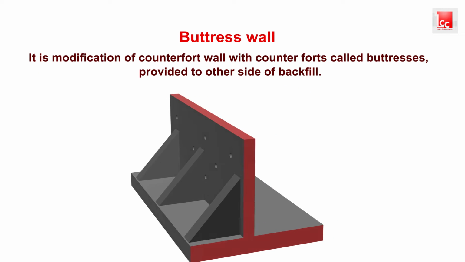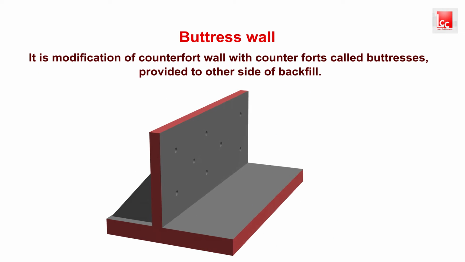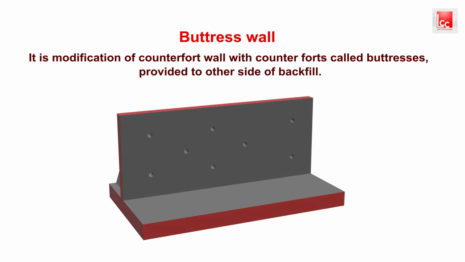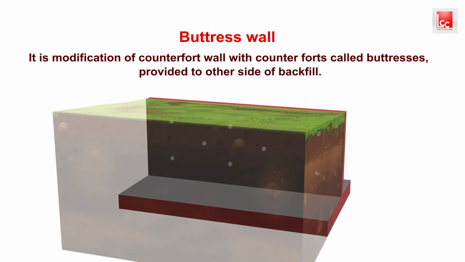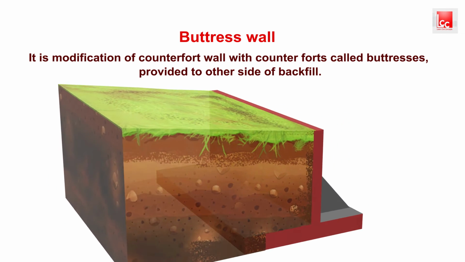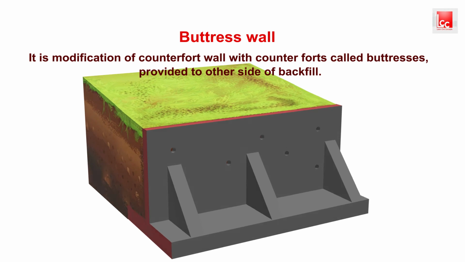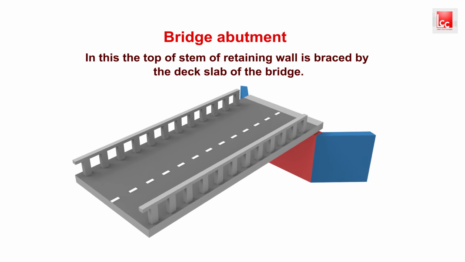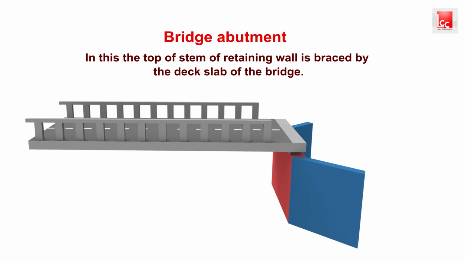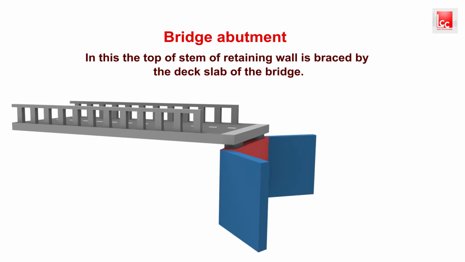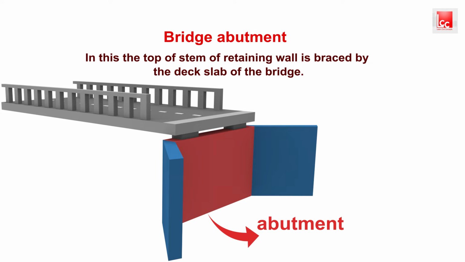Buttress wall. It is a modified version of counterfort retaining wall. Supports called buttresses are on the toe side connecting toe and stem. The buttresses in this wall are not concealed in the retained earth. Bridge abutment. In this type of retaining wall, the top of the stem of the retaining wall is braced by the deck slab of the bridge. So say the stem is fixed at the base and simply supported or partially restrained at the top. The side walls are called wing walls.